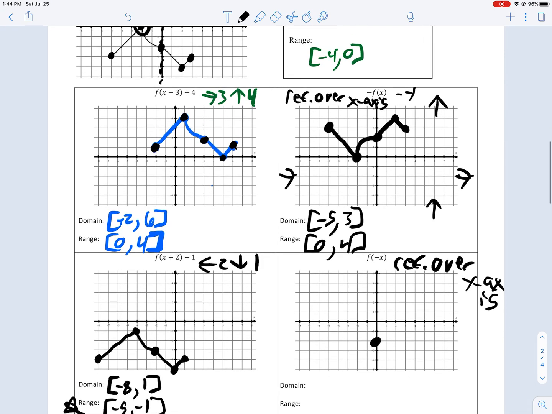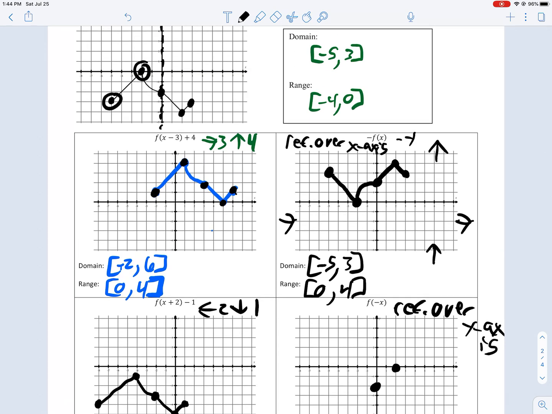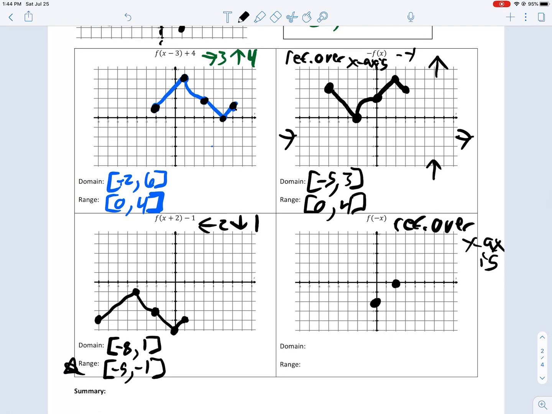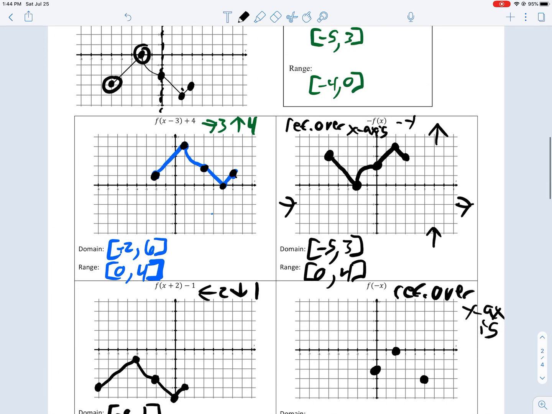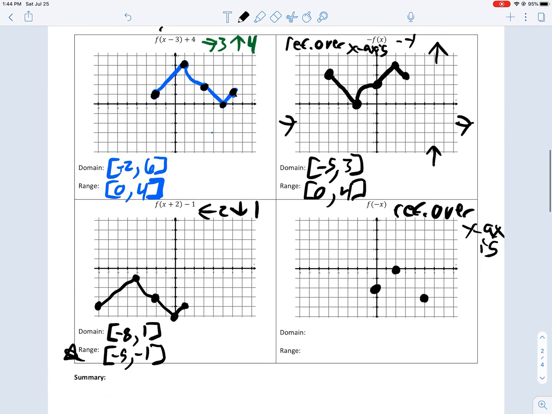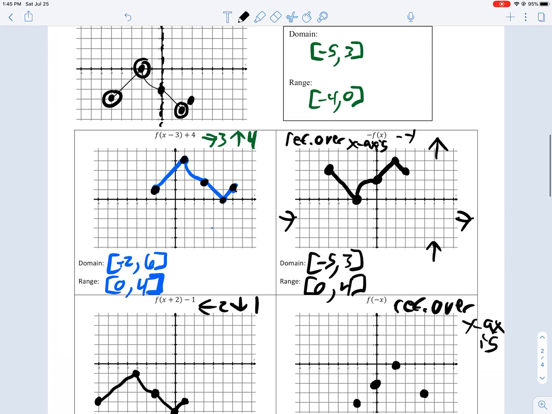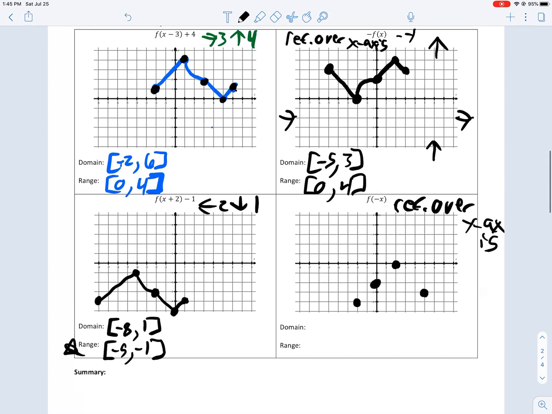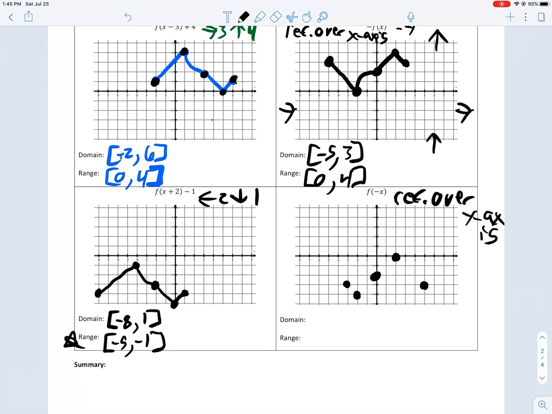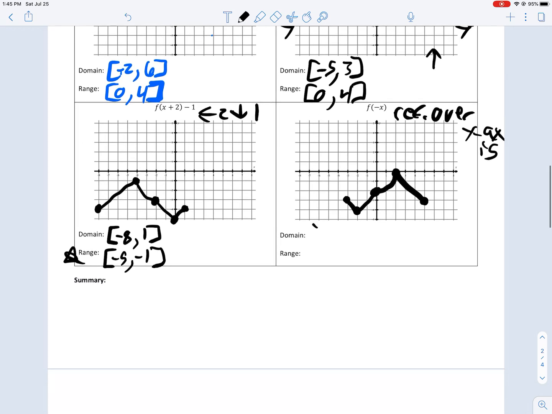This point here is going to be, instead of 2 to the left, it's going to be 2 to the right. The next point down here, instead of being 5 to the left, is going to be 5 to the right. So it's here. This point here, instead of being 2 to the right, is going to be 2 to the left. This point here would be now 3 to the left. So we're here, here, here, here.